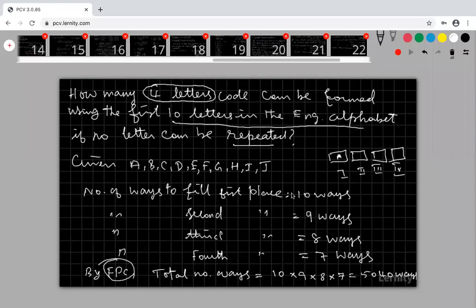Are you okay? Are you okay, Murthy? Are you clear? Okay. So why? For the first letter, totally 10 alphabets we have to take.